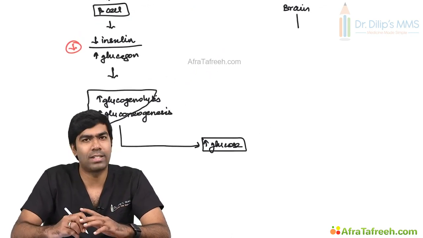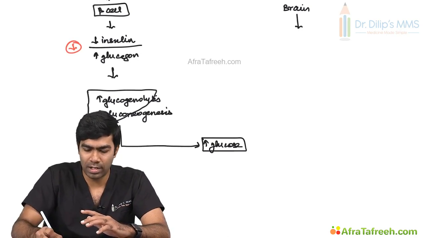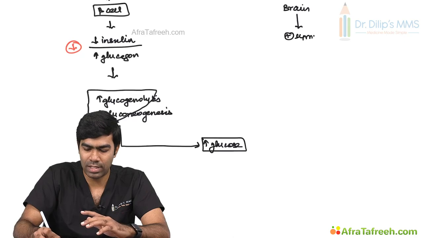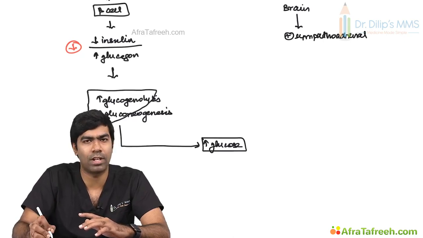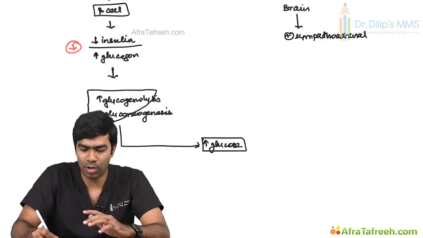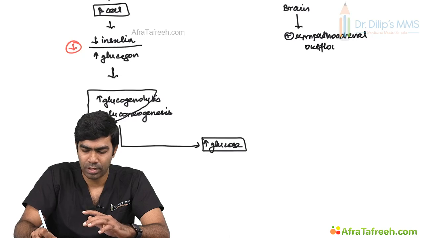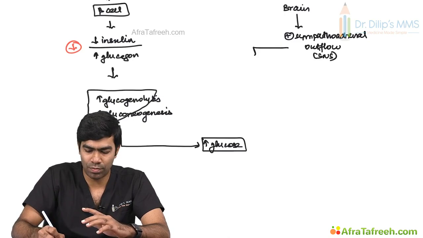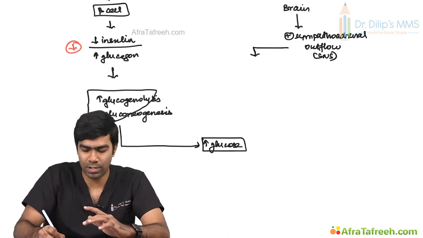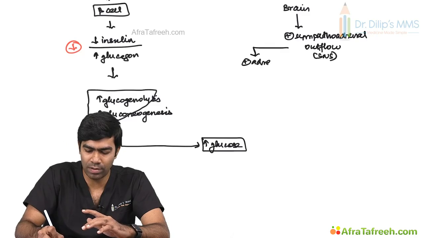And the brain can also sense this hypoglycemia and stimulate the sympathoadrenal outflow, because this is an emergency scenario. Of course, in emergency scenarios, you have to stimulate the sympathoadrenal outflow from the brain, which is simply nothing but the sympathetic nervous system. So first, as I told you, it's a sympathoadrenal pathway. They're going to stimulate the adrenal medulla, which is typically under the control of the sympathetic nervous system, to produce epinephrine.